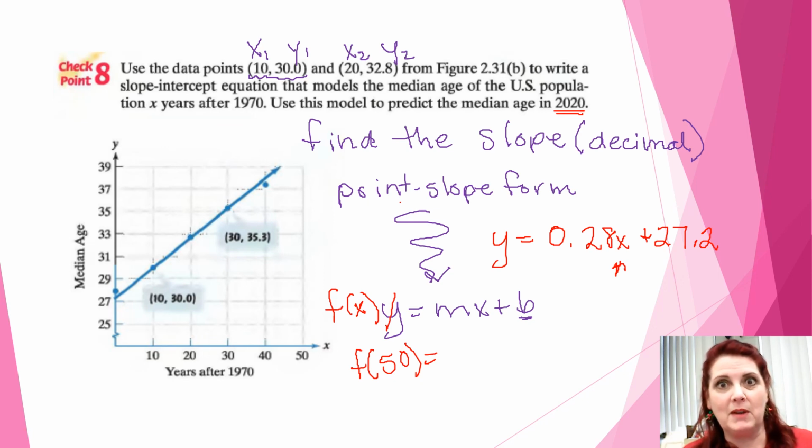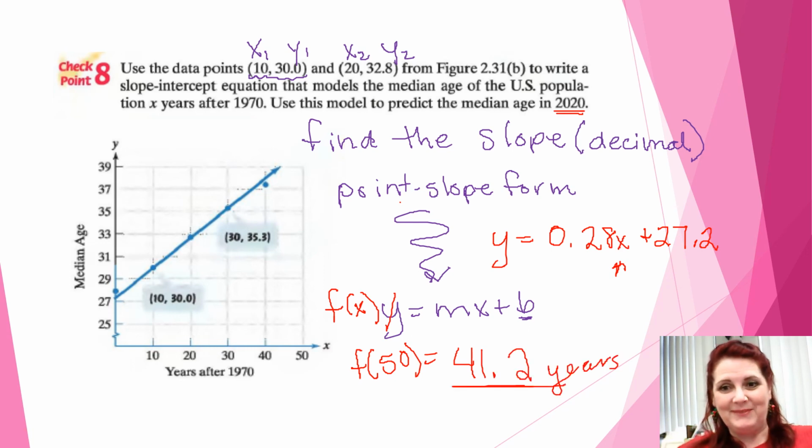So I'm sure you got the same answer, but let's just double check. You got 41.2 years. Awesome. Great. We'll keep practicing these.